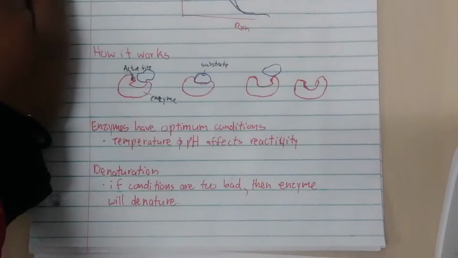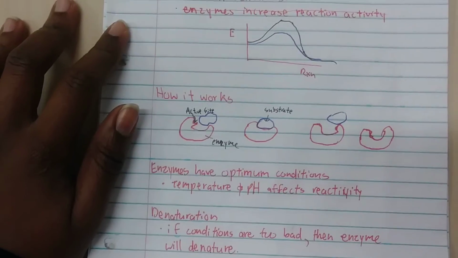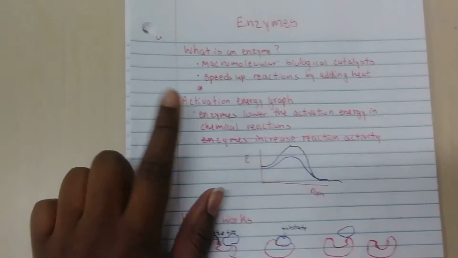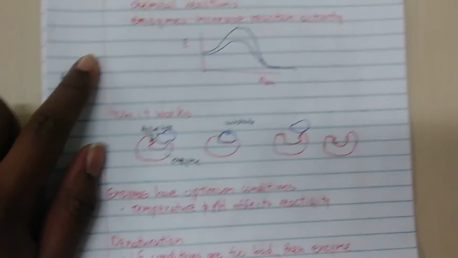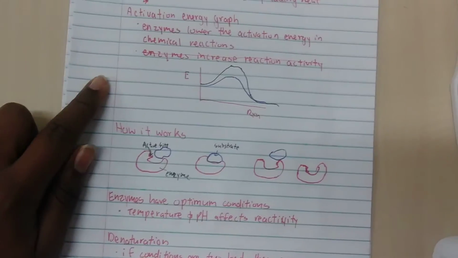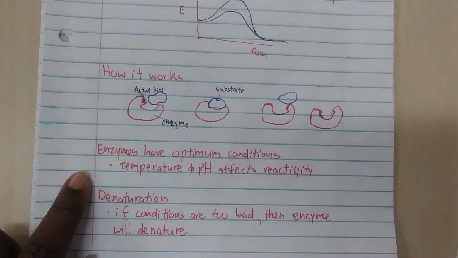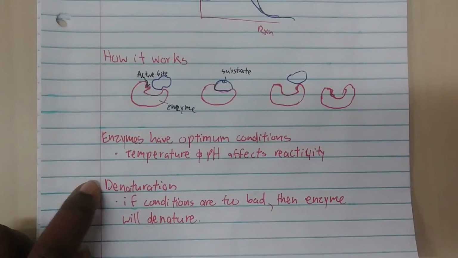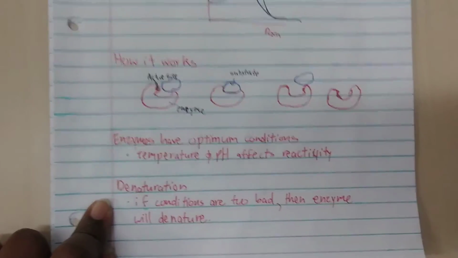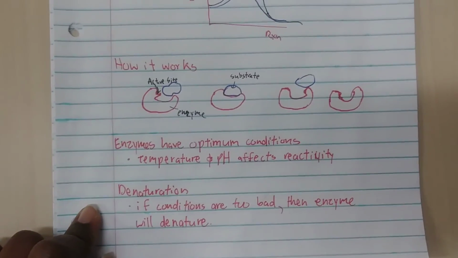That's it for enzymes. So, a quick recap. Enzymes speed up reactions. They lower the activation energy needed. They bind with a substrate. They work best with their optimal temperature and pH, and they can denature if the settings are not right.